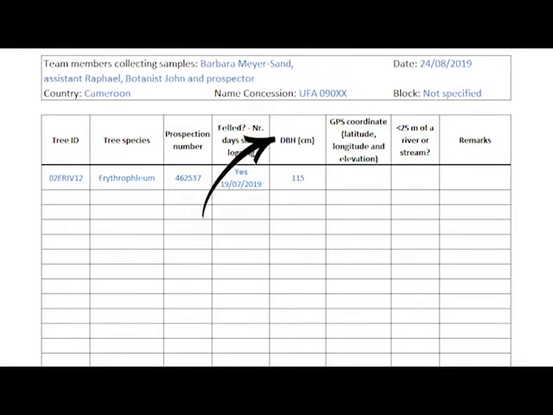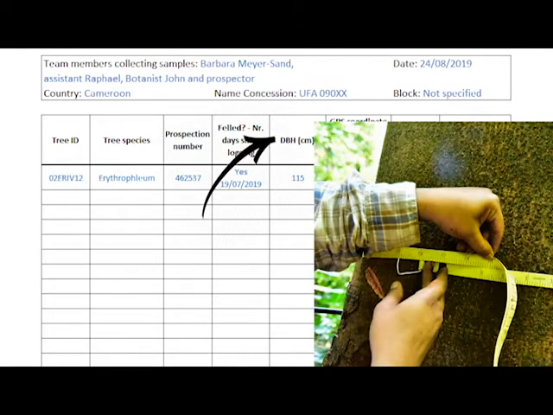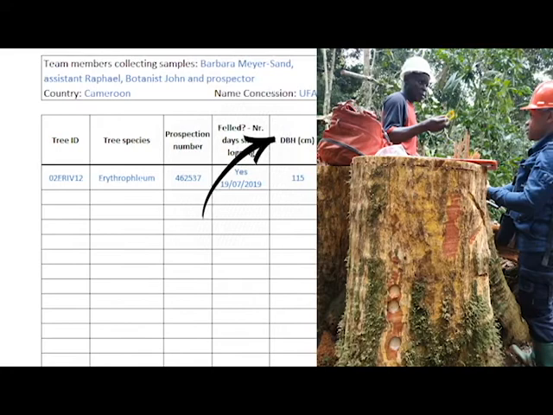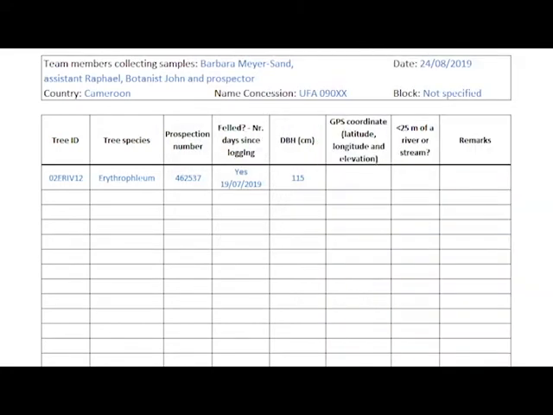Then you measure the diameter at breast height, known as DBH. That means 1.3 meters from the ground, and write it in the form in centimeters. If the tree has buttresses, measure the DBH just above it. For felled trees, you can measure the stump diameter.